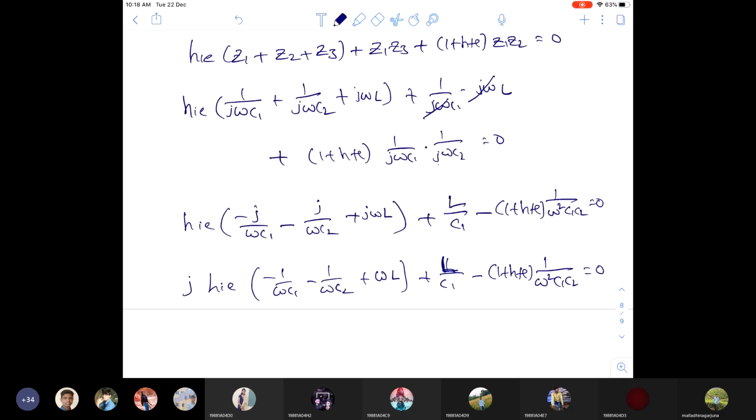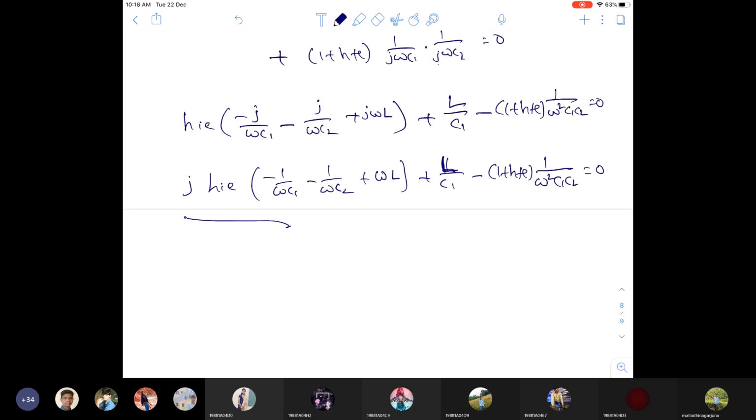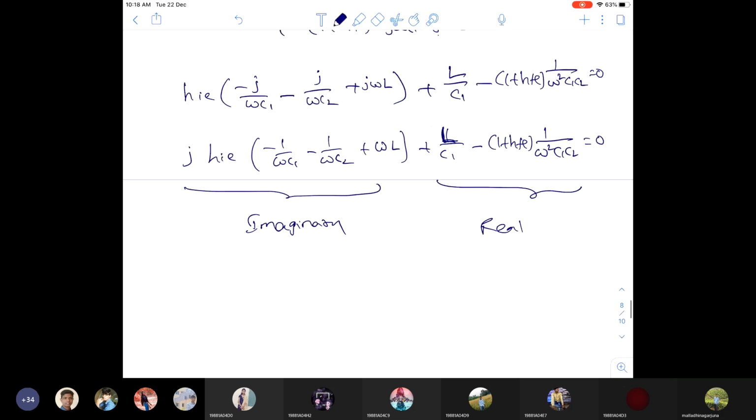Right. So now what is the imaginary part? This is the imaginary part, and this is the real part. So make the imaginary part equal to 0. We will get j into minus 1 by omega C1 minus 1 by omega C2 plus omega L equal to 0. So we are making the imaginary part equal to 0.